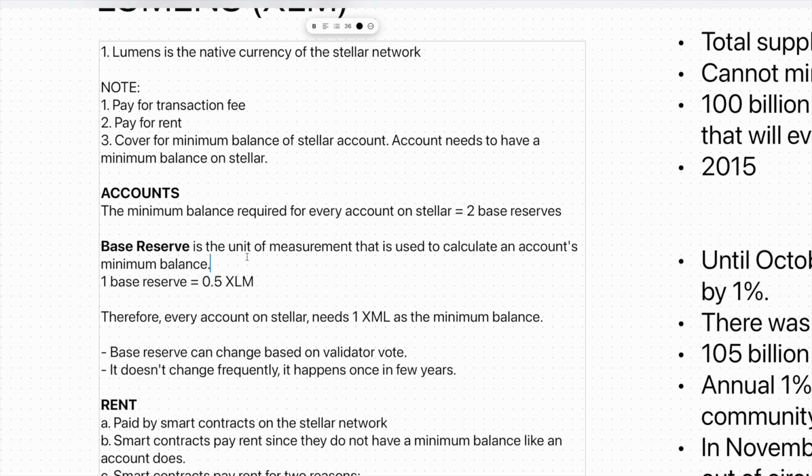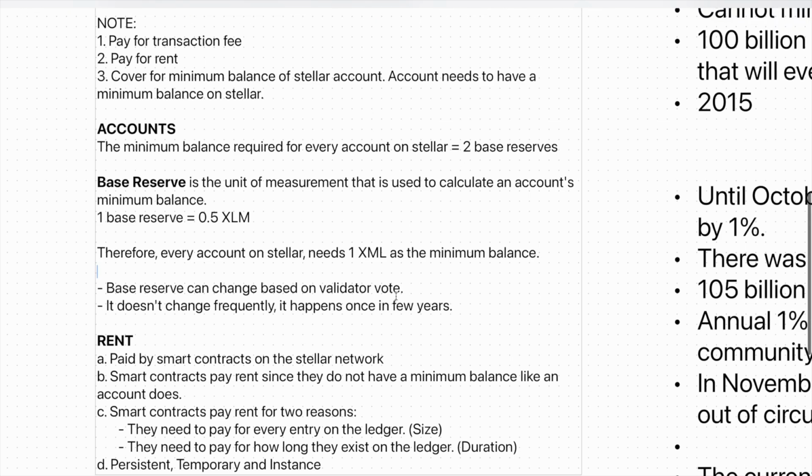So that means if you need two base reserves for every account on Stellar, therefore every account on Stellar needs 1 XLM as the minimum balance. By inference, we can infer this because we know that the minimum balance required for every account is equal to two base reserves.